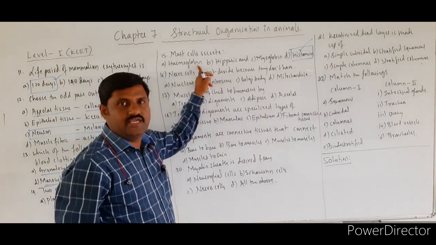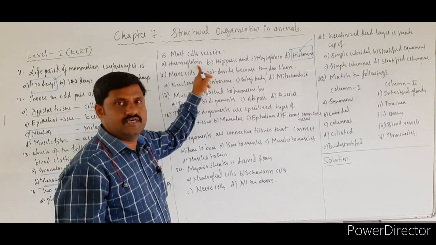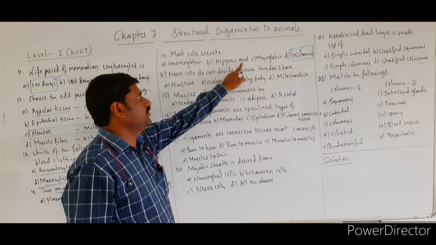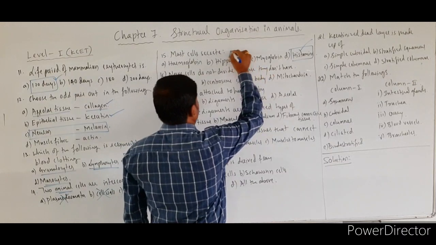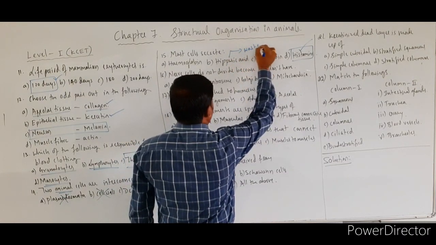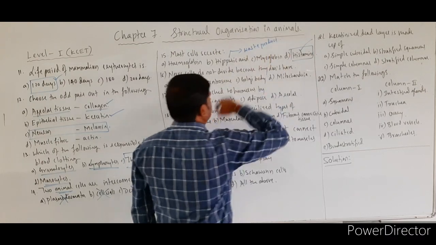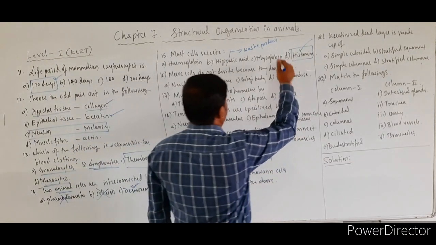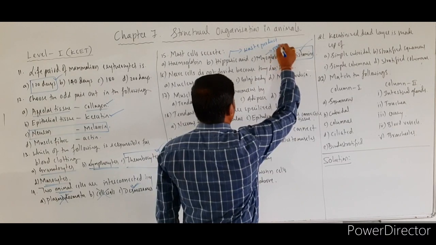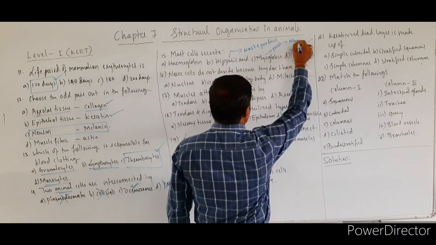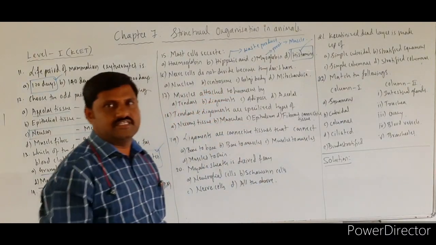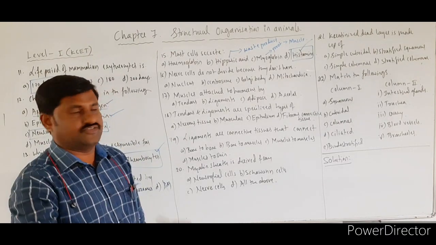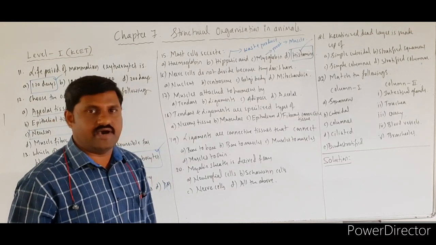Why? Because hemoglobin is a pigment present in the RBCs in case of vertebrates or mammals. Hippuric acid itself is a waste product, formed as an excretory product in the body. Myoglobin is a kind of protein present inside the muscles, right? I have already spelled this word, myoglobin. That's why the correct answer is histamine, right?